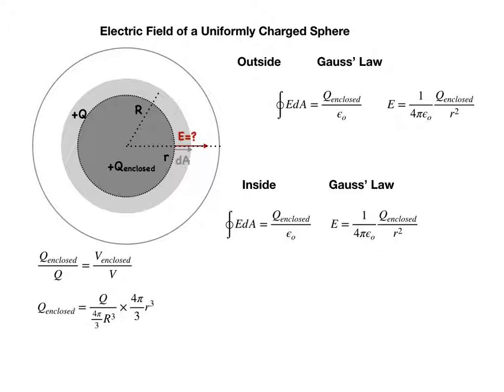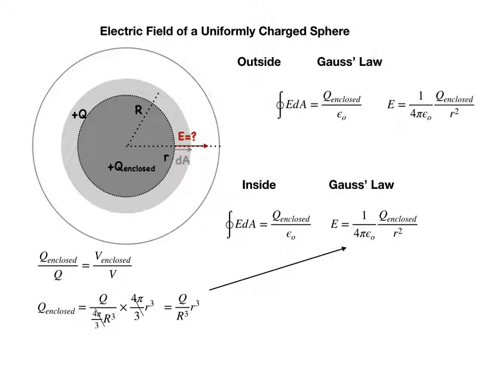Geometrically, this will be written as the enclosed charge equal to the total charge q divided by the entire volume of a sphere, which is 4 pi over 3 times the radius of the charged sphere, so that's big R cubed, multiplied by the enclosed volume, which is 4 pi over 3 times the little radius r cubed. After canceling the 4 pi over 3, we see that the enclosed charge actually is just a fraction of the entire charge residing on the sphere, and that fraction is determined by the ratio of little r cubed over big R cubed.